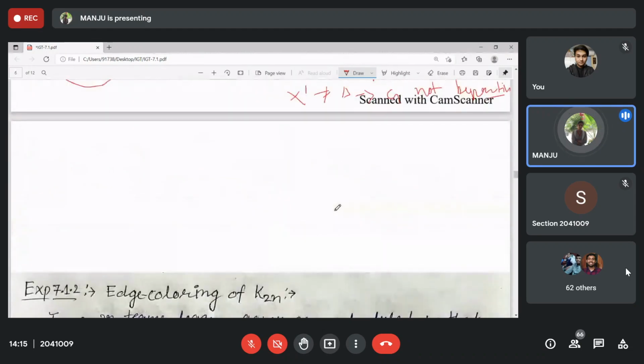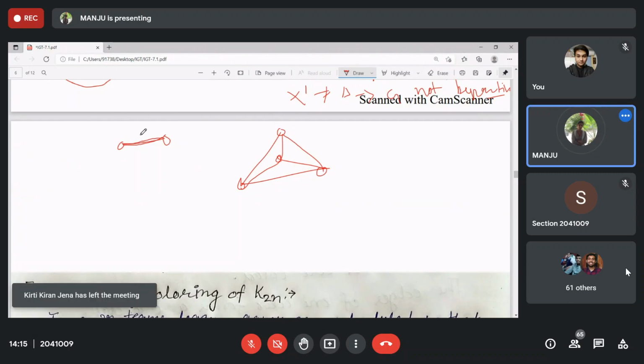Then we were discussing K2N. For K2, K4, then K6, and so on. We take these two examples. For K2, edge coloring, how do you color? You need just one color, right? So this forms the matching. In K4, how will you color the edges?